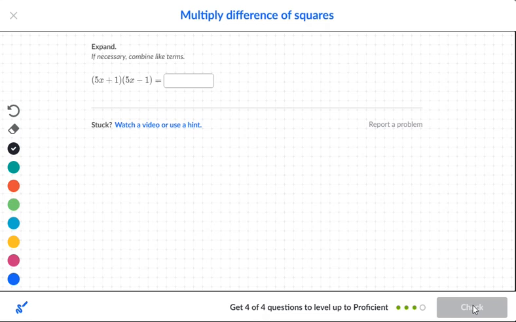Okay, let's take a look at the next problem. Now this one, unlike the other two, I don't have to rewrite. This is already in standard form. So we have the 5x plus 1, and then we have the 5x minus 1. So this is my first, this is my last, this is my first, and this is my last.